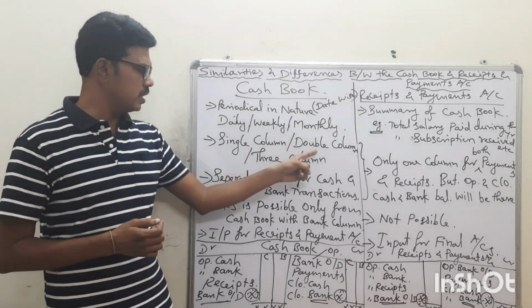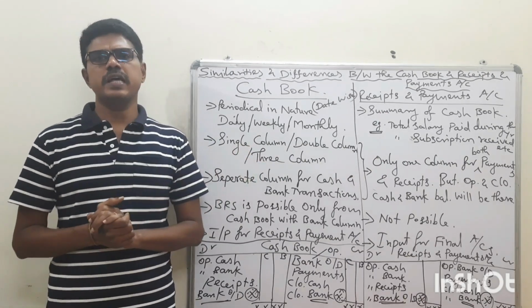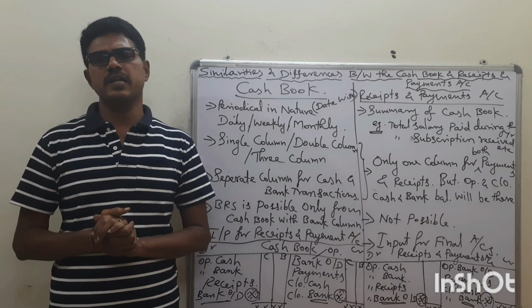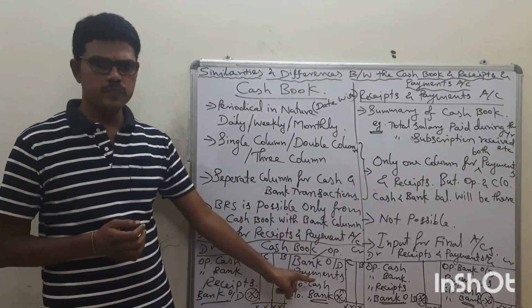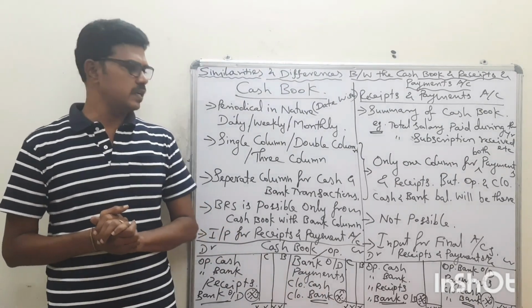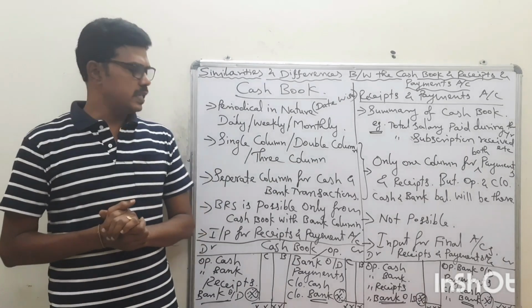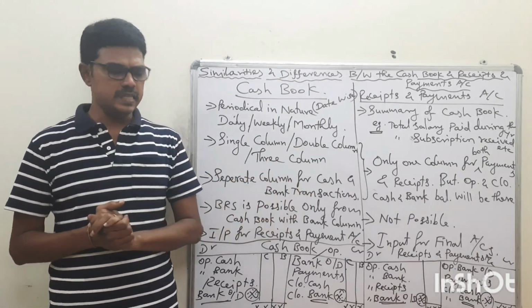There are three types of cash book: single column cash book, double column cash book, or three column cash book. In single column cash book, there will be only one column. All the cash transactions only will be recorded in the single column cash book. Opening cash plus receipts minus payments is equal to closing cash. And the next is double column cash book. There are two separate columns for cash and bank transactions.